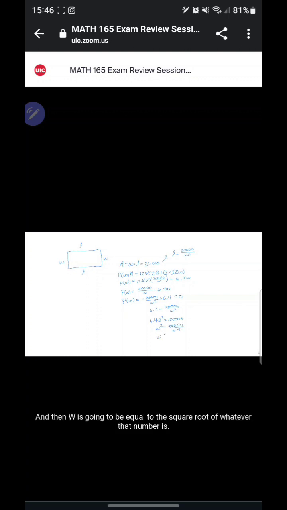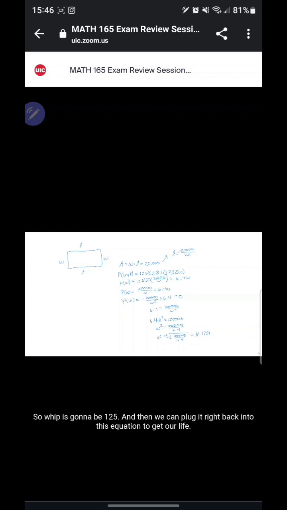And then W is going to be equal to the square root of whatever that number is. Let me open up Desmos real fast so I can find out the answer to that. Over 6.4. And this ends up being plus or minus 125. We can ignore the negative solution because we know that width is a measurement and therefore cannot be negative. You cannot have a negative width, right? So width is going to be 125.